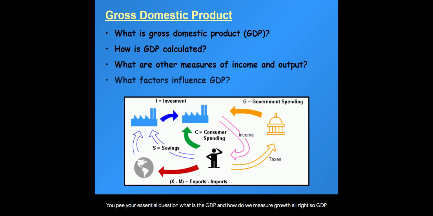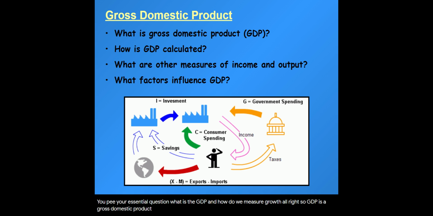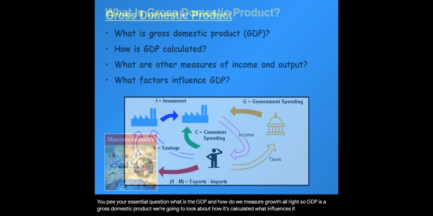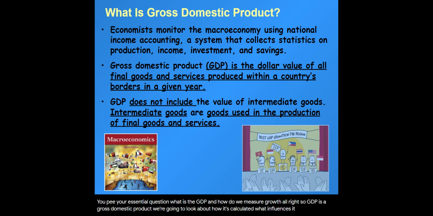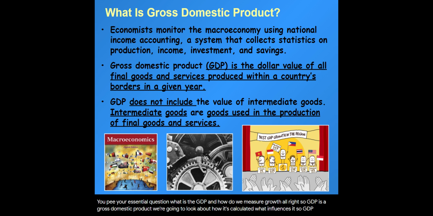Alright, so GDP is gross domestic product. We're going to look at how it's calculated and what influences it. So GDP, gross domestic product, is the dollar value of all the final goods and services produced within a country's borders in any given year.